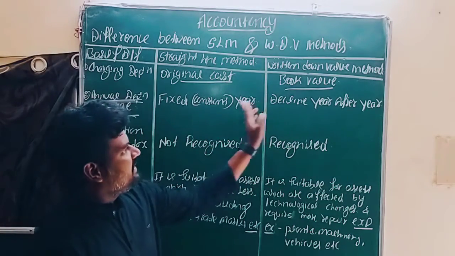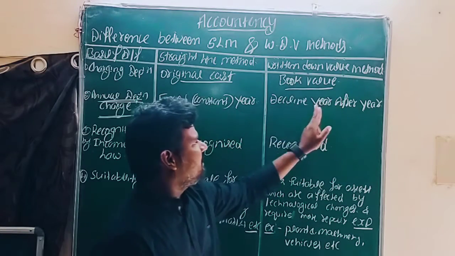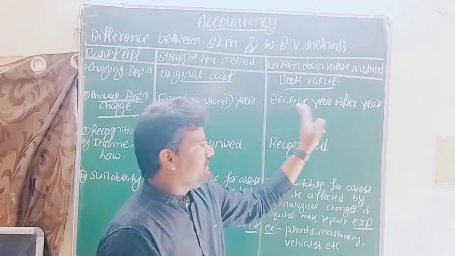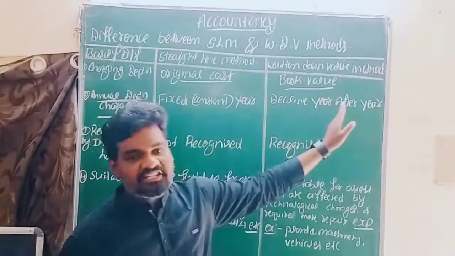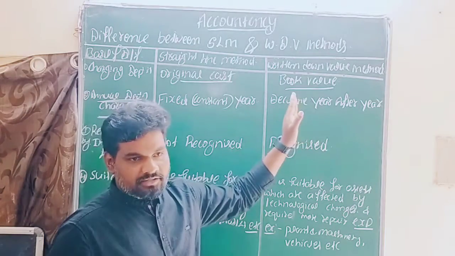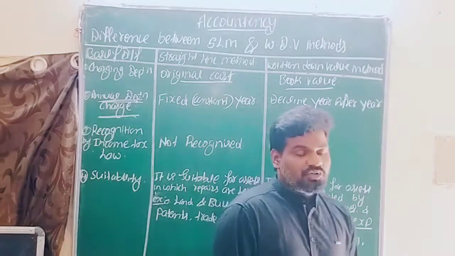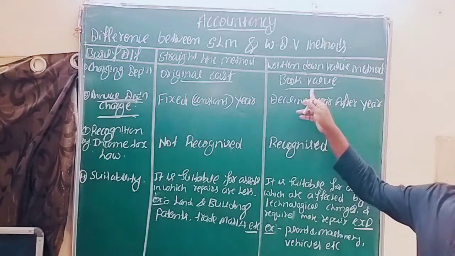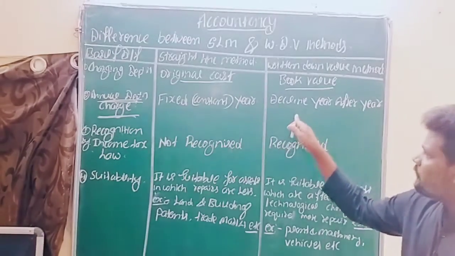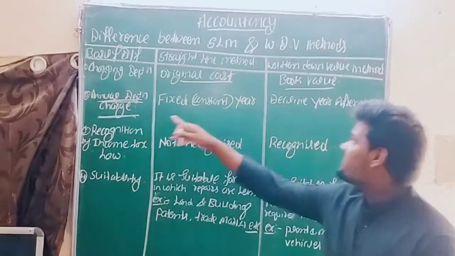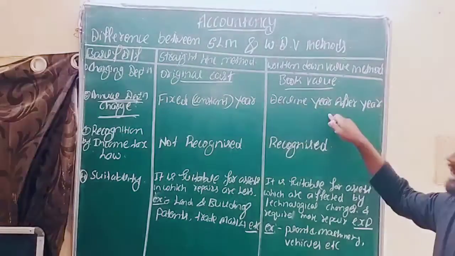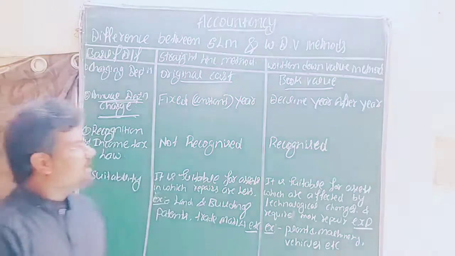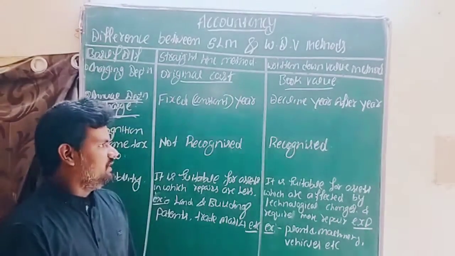But under the written down value method, the amount of annual depreciation declines, goes on diminishing year after year, because we are calculating the annual depreciation on the book value of the asset. That's why the amount of annual depreciation declines year after year. So this is the second difference between the original cost method and the written down value method.